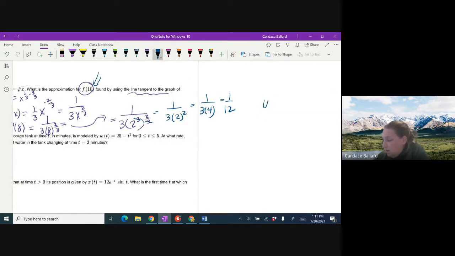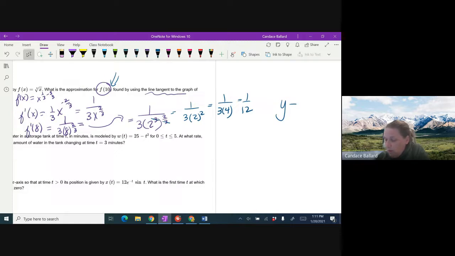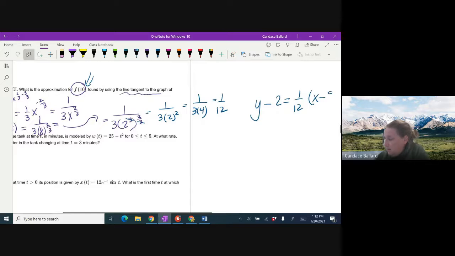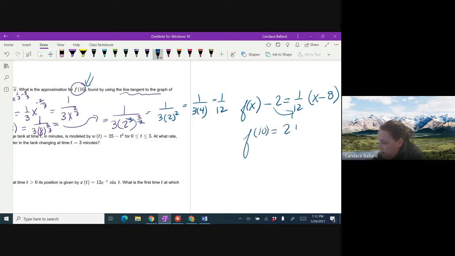So my equation of my tangent line: y minus the y value, which was a 2, equals my slope 1/12 times x minus 8. Now, technically, we should probably turn this into an f. So I'm going to cheat a bit and call it f of x instead of y. I'm going to have to move that 2 to the other side at some point, so I'll do it while plugging things in. So I'm going to do f of 10, add the 2 to the other side, and plug in the 10 all at the same time.